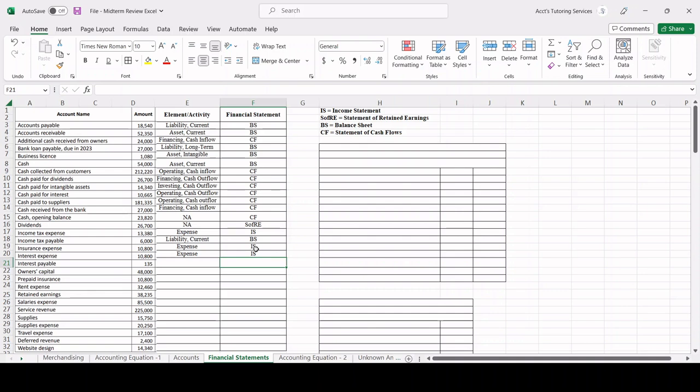And the statement of cash flows deals with cash coming in and cash going out of the business, right? Then we have interest payable. Remember, payable is a liability. Interest is due within 1 year. That's going to be current. Balance sheet. Owner's capital is simply going to be equity or shareholders' equity.